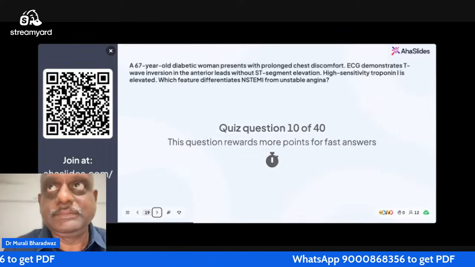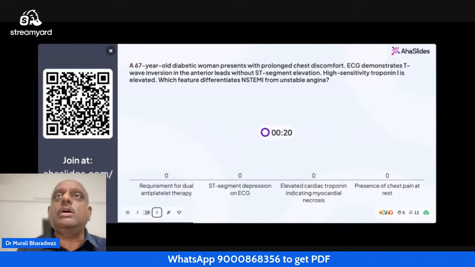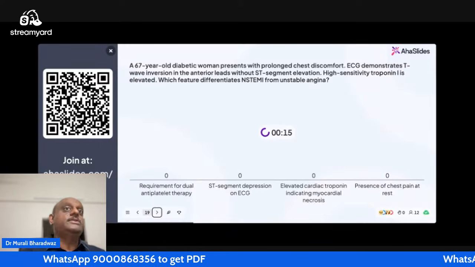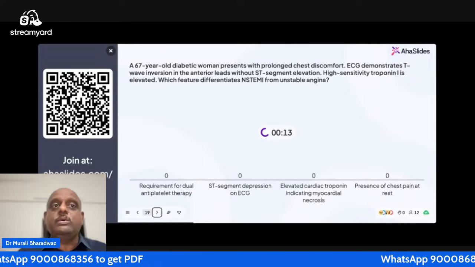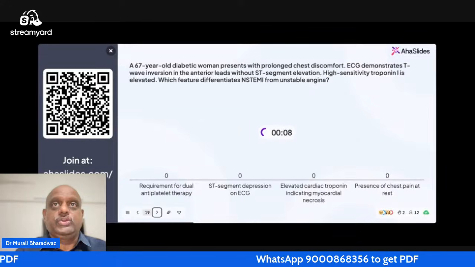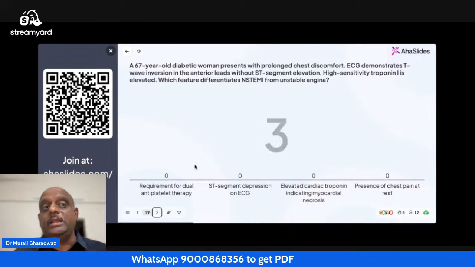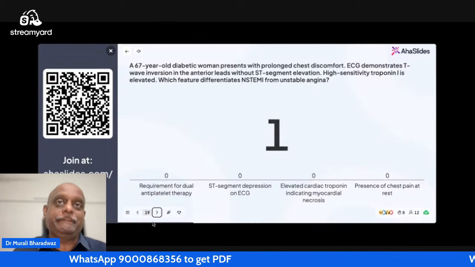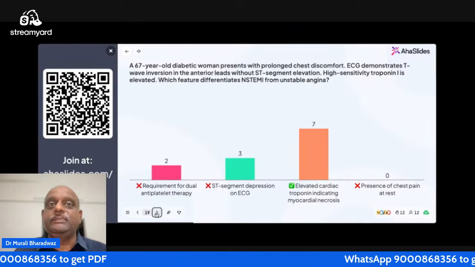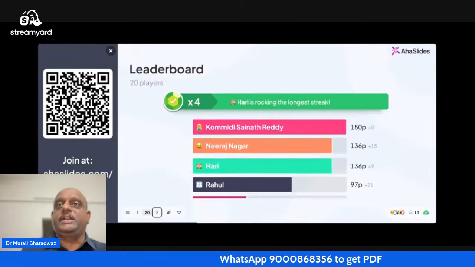A 67-year-old diabetic with prolonged chest discomfort. Troponin is elevated. There is a T wave inversion in anterior leads without ST segment elevation. So, what is the differentiation between unstable angina and non-ST elevation MI? Great. It is the elevated cardiac troponin, which is a differentiator.